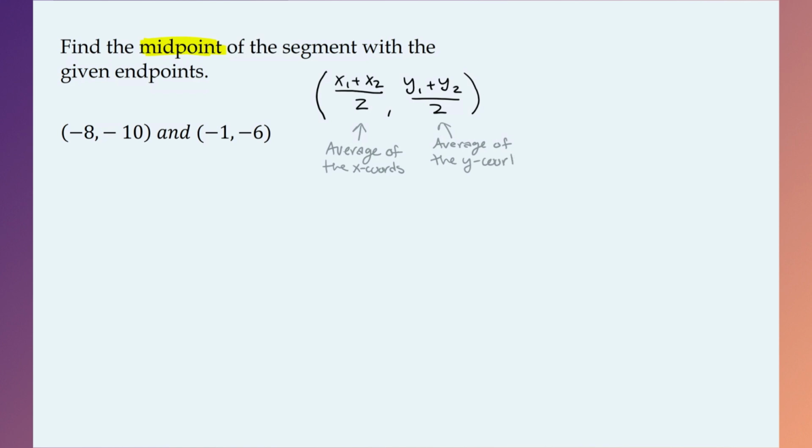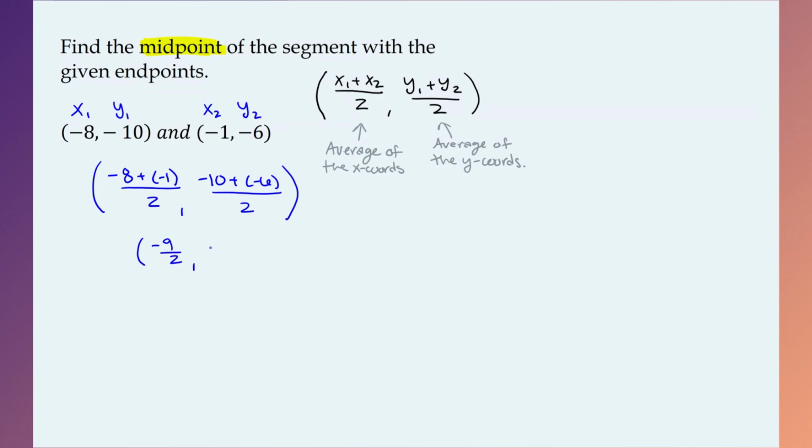Strategy for you is to then label your coordinates as x1, y1, x2, y2, and it does not matter which one is your first coordinate or your second coordinate. From here, we're going to plug it into our midpoint formula. So -8 plus a -1 divided by 2, -10 plus -6 divided by 2, and then I'm going to simplify.